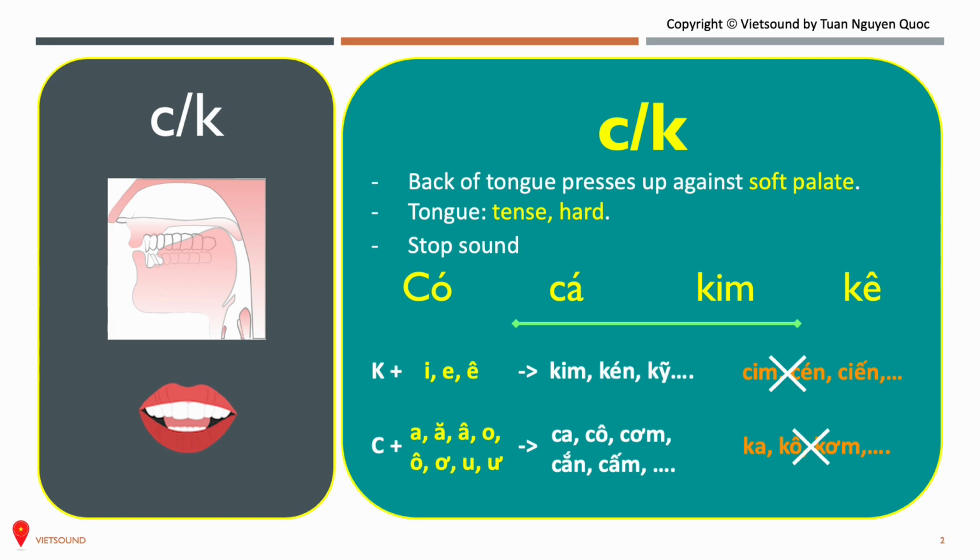The K sound is followed by vowels like E, Ê, and we have the words like kim, kên, kỹ. And the letter C is followed by the remaining vowels like a, o, u, ư. And we have the words like ca, cô, cơm, cắn, cấm, etc. The k sound before the other vowels is written by the letter C.